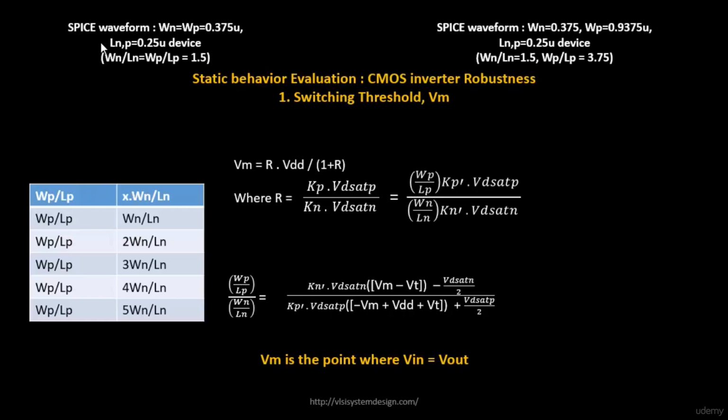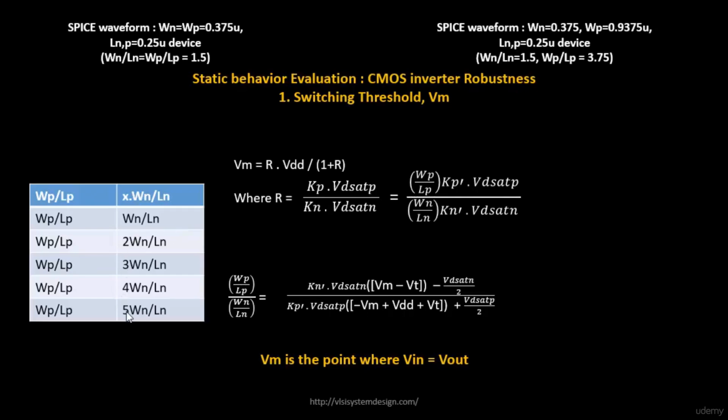This is the example which we have already done, and for this we got a switching threshold of about 0.98 volts. In the next example, the w by l ratio of pmos is twice the w by l ratio of nmos. So in that case, your w will be 0.375 and l will be 0.25 for your nmos, but for your pmos we will increase the width twice. We'll make the width of the pmos 0.375 into 2, and the channel length will be the same. We won't modify the channel length. In that case, your pmos size will be twice your nmos size, and see what value of switching threshold you get.